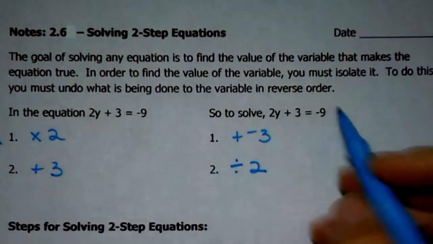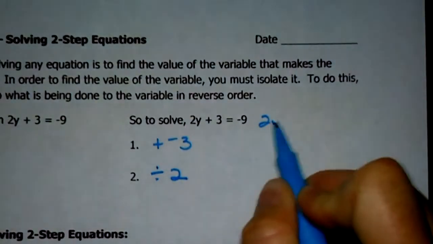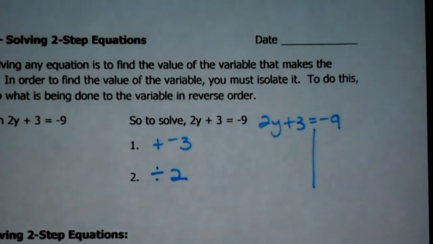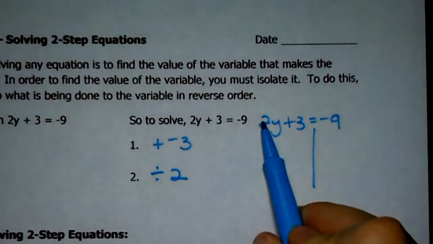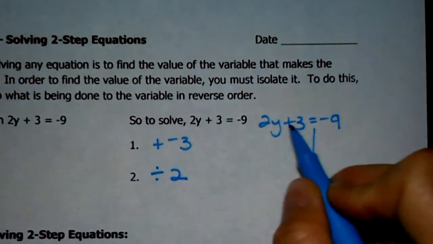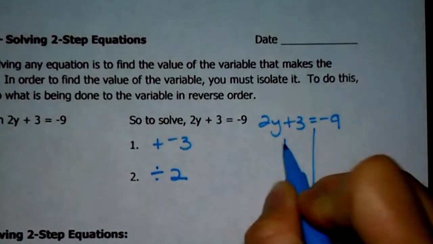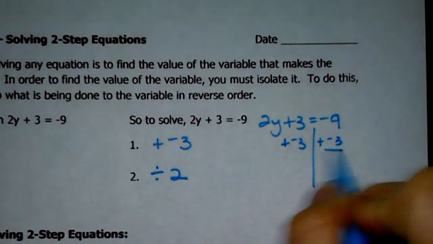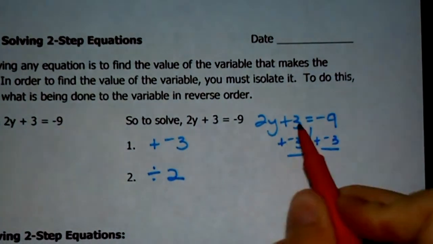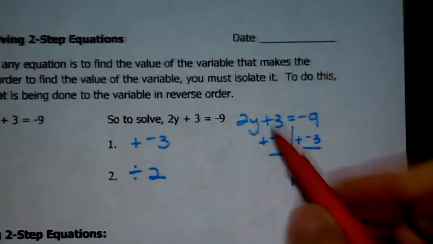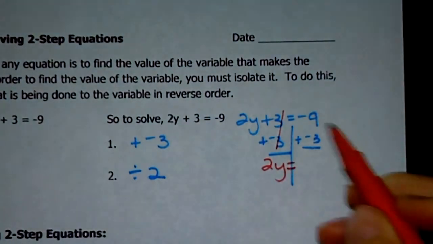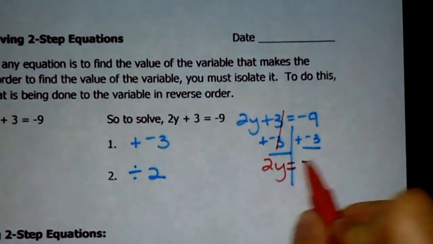So in other words, when you see, I'm going to write it over here, give myself some room, 2y plus 3 equals negative 9, I'll draw my line, and I don't want to get rid of this 2 first, I want to get rid of the 3 first, because I'm doing reverse order. And how do we get rid of that 3? We said right here, we would add a negative 3. When you add that negative 3, 2y plus 3 plus negative 3, those are like terms. Those equal 0. 2y is still left. Negative 9 plus negative 3 would be a negative 12.